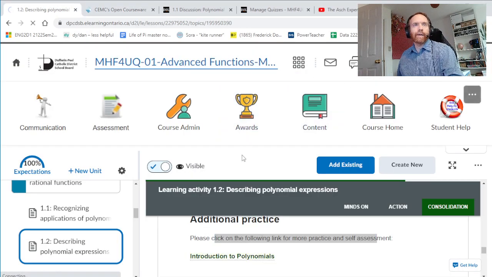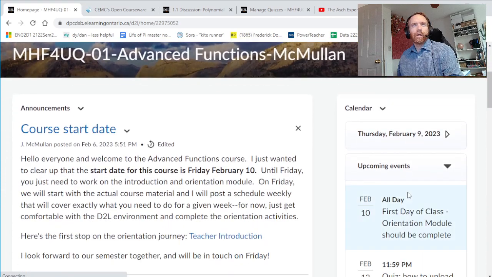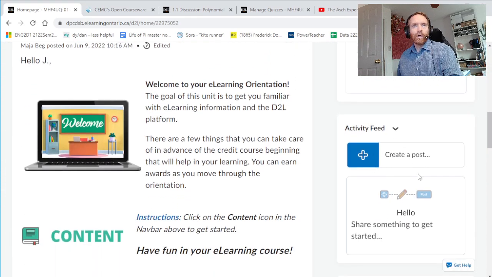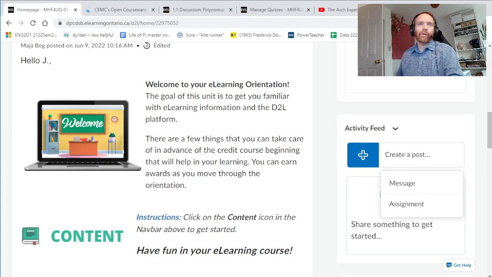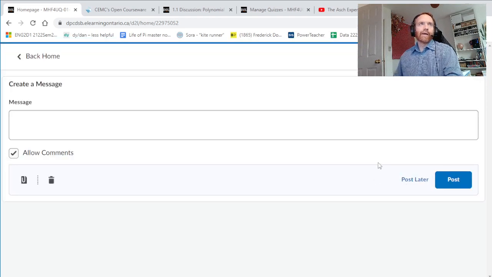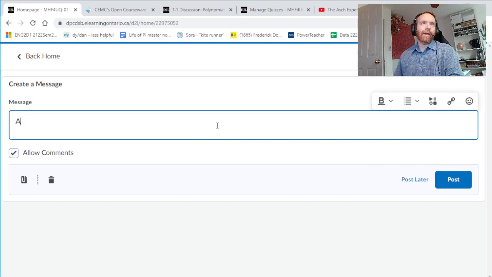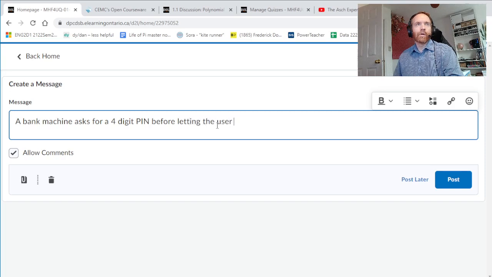There's also this thing on the first page, which is the activity feed, which is just a really simple place where I'm going to be posting some questions where we can get some discussion going and so on. So I'm going to start with a message, and I'm going to say a bank machine asks for a 4-digit PIN before letting the user operate the account.